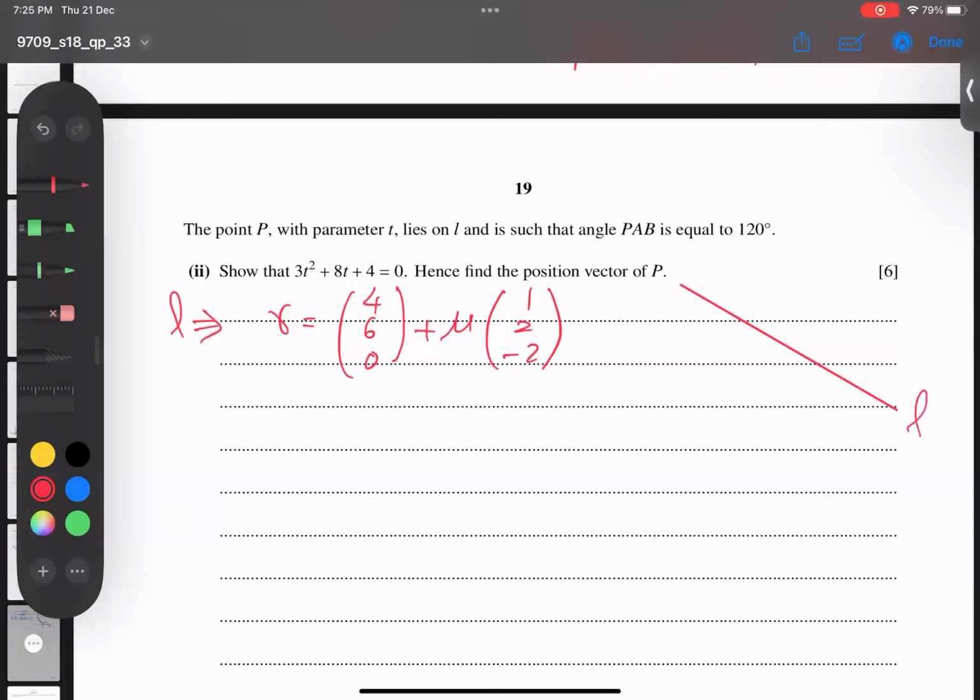He said that there is a parameter T, like T lies on it. So T lies on it such that angle PAB is 120. That I will talk about later. First, what a diagram I make.